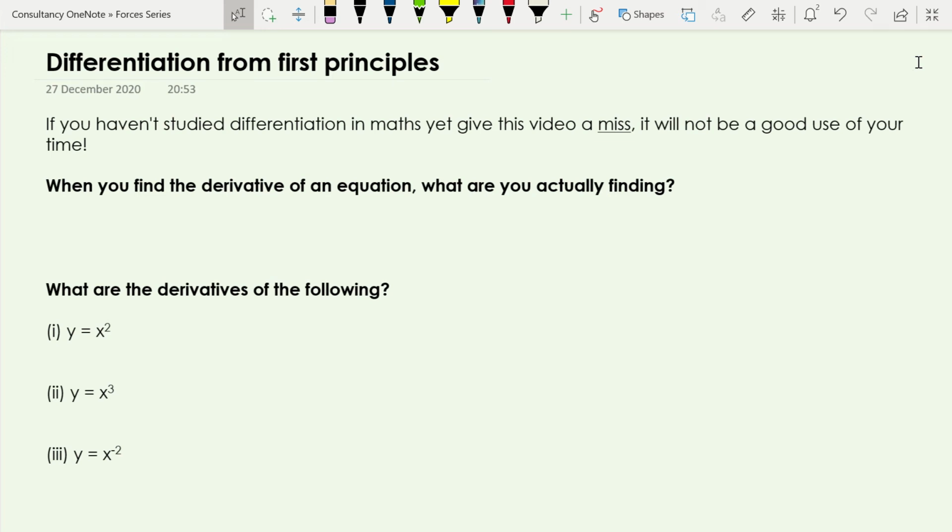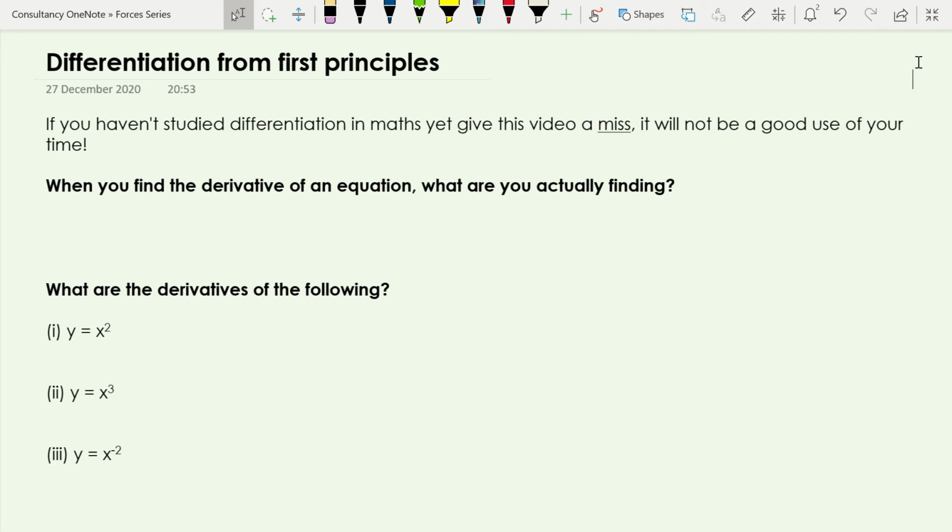But what we're going to do is use the material that I looked at last in my previous video about what a gradient is and how we calculate it. And I'm going to use that to show you how we can find the equation of a gradient of a graph at any point, as long as we know the equation of that graph. And that is the process called differentiation.